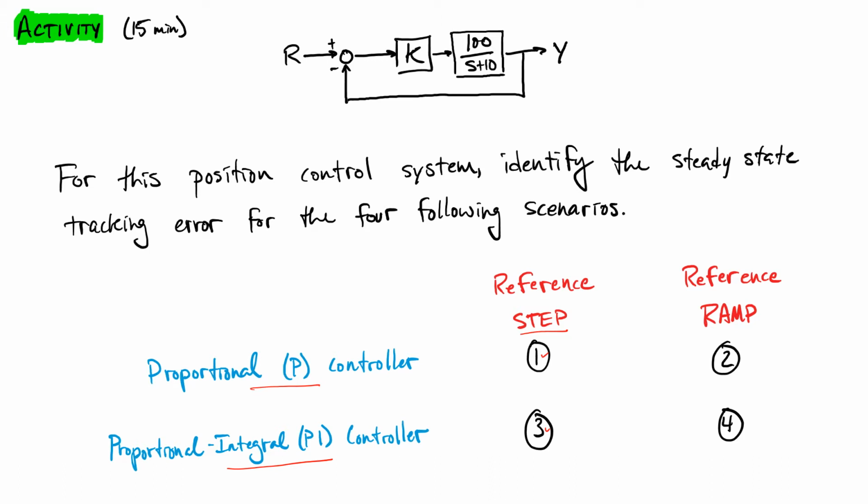And then I also want you to consider what happens when the reference, that capital R input, is a ramp instead of a step. And so that's what you're going to do in what I'm calling 2 and 4. So what I want you to do is look at this system and analyze it and understand what that steady state tracking error is for all of these different scenarios. So these two, proportional and PI, essentially tell you what K of S is. And these here tell you what R is. And what I want you to do is characterize that steady state tracking error in these 4 different scenarios.